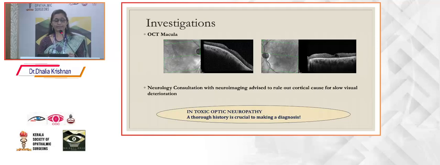So, not finding a clue, I sent for a neurological consultation with neuroimaging to rule out any cortical cause for slow visual deterioration. Two weeks later, I got a call from one of my beloved teachers saying that the doctor's son had forgotten to tell me that he was on ATD for the past 4 months. So a thorough history is so crucial to making a diagnosis.